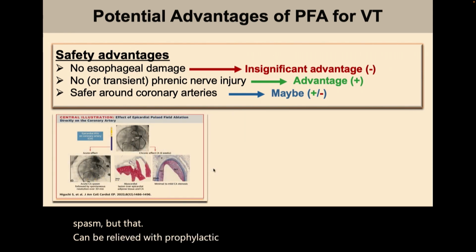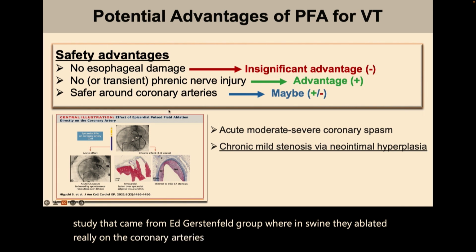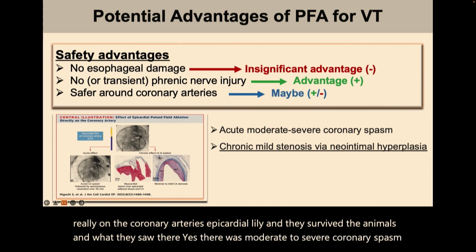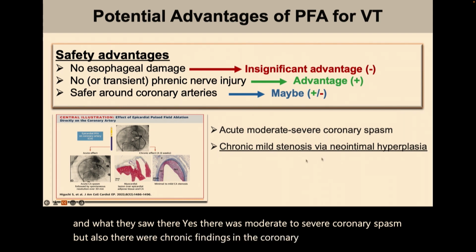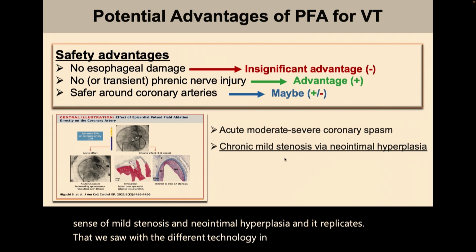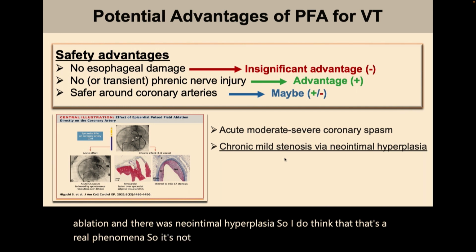But this is an interesting study that came from Ed Gerstenfeld's group, where in swine, they ablated directly on the coronary arteries epicardially, and they survived the animals. And what they saw there, yes, there was moderate to severe acute coronary spasm, but also there were chronic findings in the coronary arteries in the sense of mild stenosis and neo-intimal hyperplasia. And it replicates what we saw with a different technology in our animal lab. A week after ablation, there was neo-intimal hyperplasia. So I do think that that's a real phenomenon. So it's not just vasospasm. There is actual injury to the blood vessel.